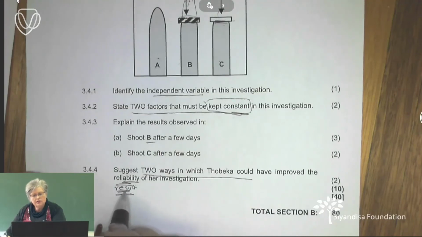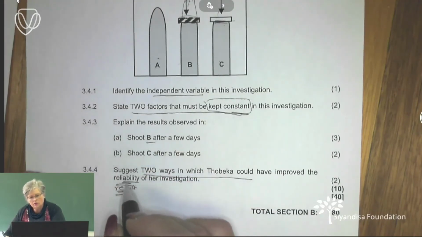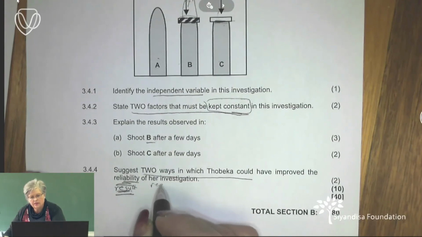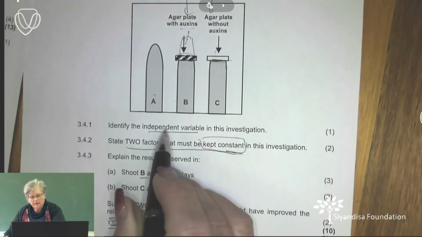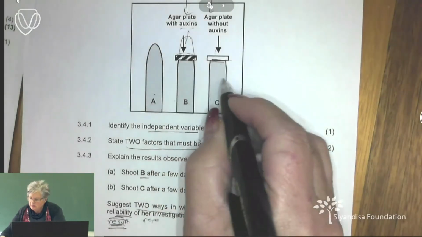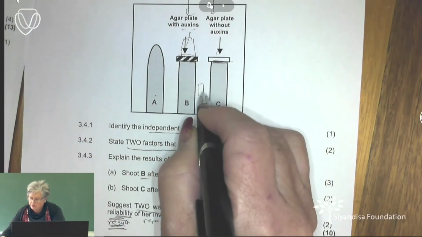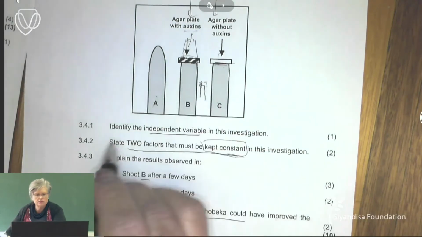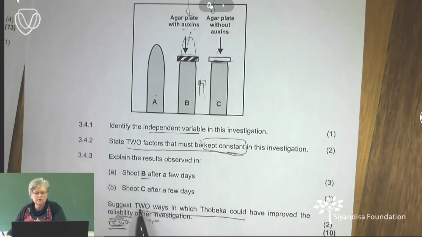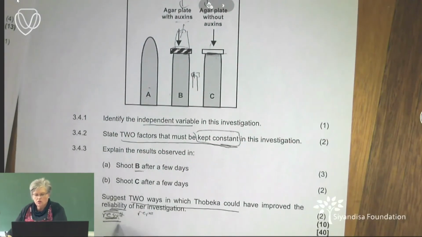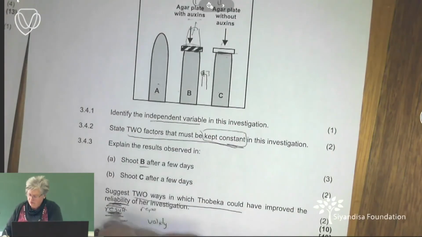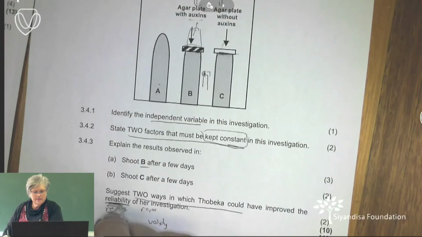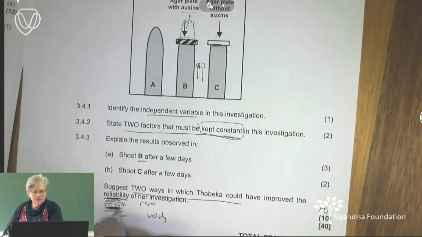How will I make sure that my results are good? My results are good if I repeat the investigations. Or maybe I should have put another one here with half hormones and half not hormones, to see where the one side grows and the other side does not grow. So I increase. If you see the word reliability, it means you relate it to results.